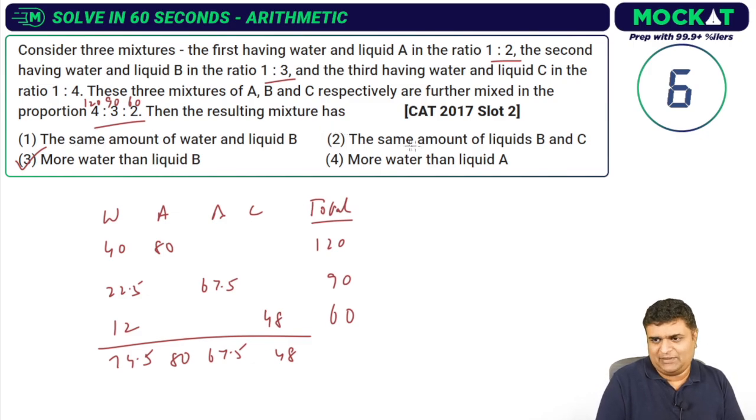You definitely know the same amount is not possible because all of them are different. More water than liquid B or more water than liquid A. The answer is more water than liquid B.